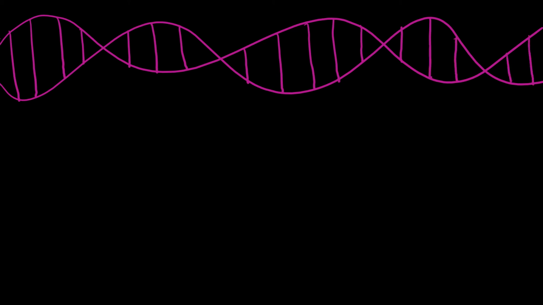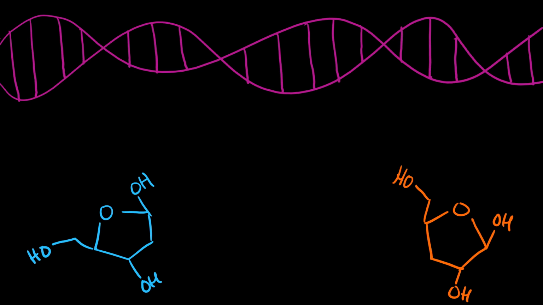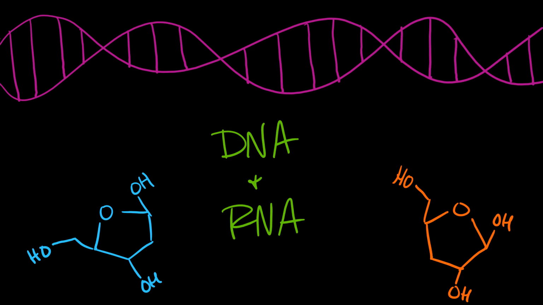Let's learn about one of the most important things in the universe, DNA and RNA. DNA and RNA are nucleic acids that contain the genetic information which codes for proteins necessary for every living thing to function. Let's begin with the overall structure of DNA.